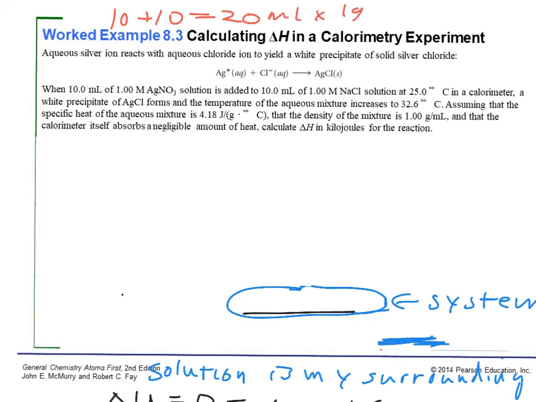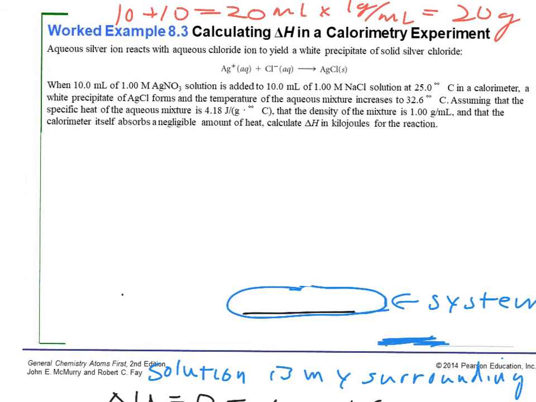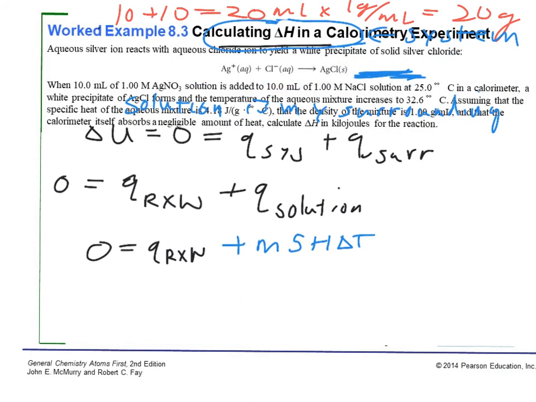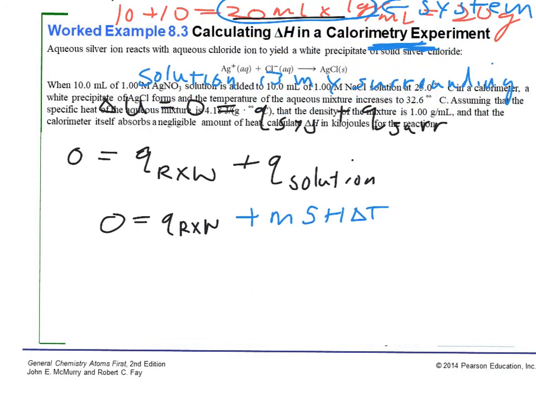And 1 gram per milliliter is 20 grams. So we do have a mass. Not only that, they gave us the specific heat of the solution here as 4.184. So now we can say we've got 20 grams. We have a specific heat of 4.184.